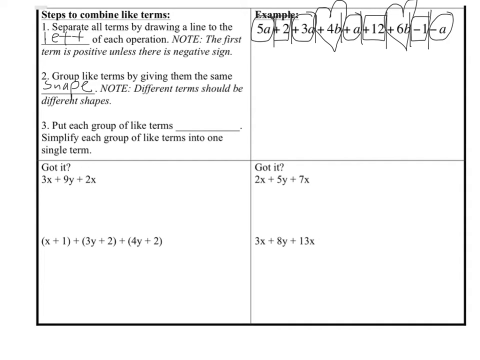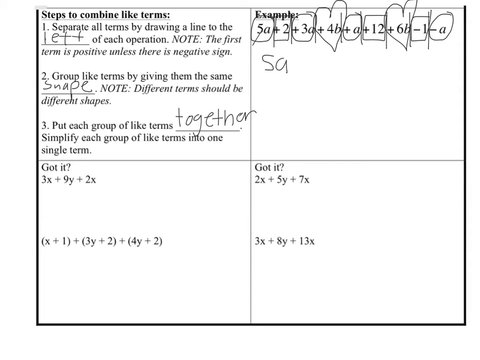So step 3 is to put each group of like terms together and simplify each group of like terms into one single term. All right, so let me explain what that means. I'm going to first start with all of my circles, so all of the terms with a. So I'm going to have 5a.